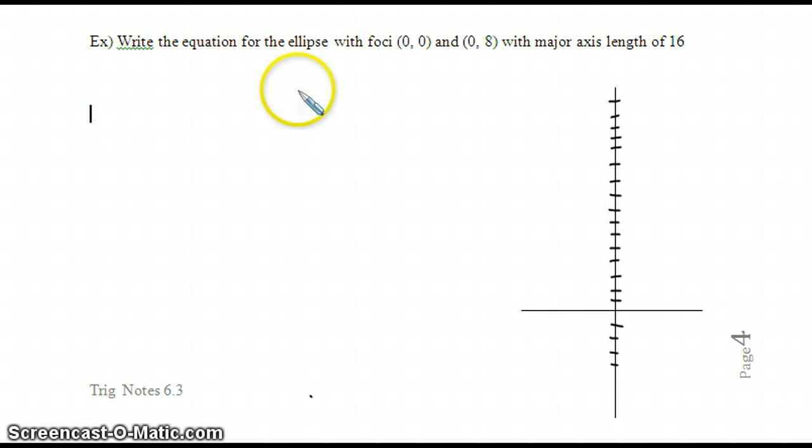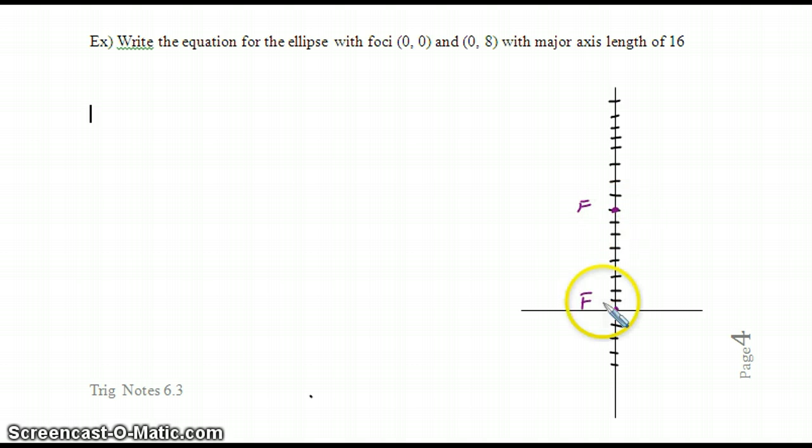So taking a look at this example, it says write the equation for the ellipse with foci at 0, 0, and 0, 8, and a major axis length of 16. So let's first plot what we know. You have one focus here at 0, 0. You have another focus at 0, 8. 1, 2, 3, 4, 5, 6, 7, 8. And you have a major axis length of 16.